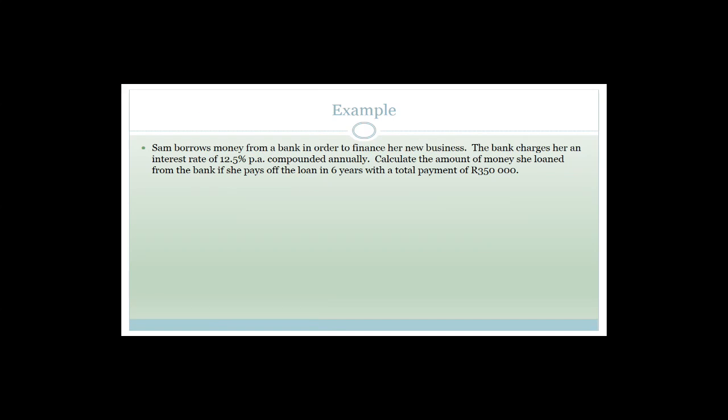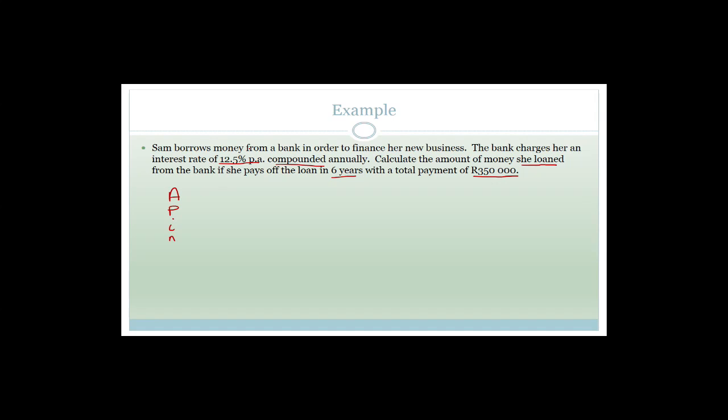Right, let's look at another example. It says Sam borrows money from a bank in order to finance her new business. The bank charges her an interest rate of 12,5% per annum, compounded annually. Calculate the amount of money she loaned. They want to know how much she loaned from the bank if she pays off the loan in 6 years with a total payment of 350,000. Okay, so, oh no, just compounded. Okay, but let's write down A, P, i, and n.